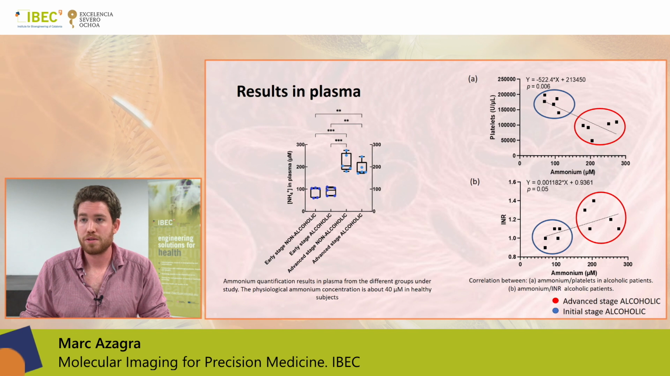We also compared this quantification with other biochemical assays, such as platelets and international normalized ratio, which are biochemical assays in order to see the coagulation of the blood. So we saw that they have a direct correlation with ammonium.